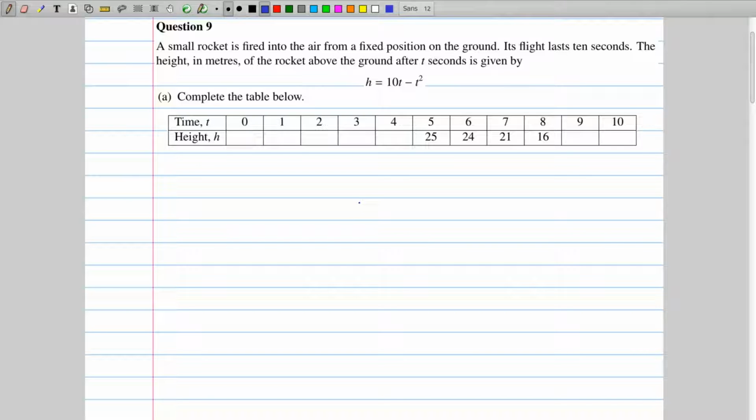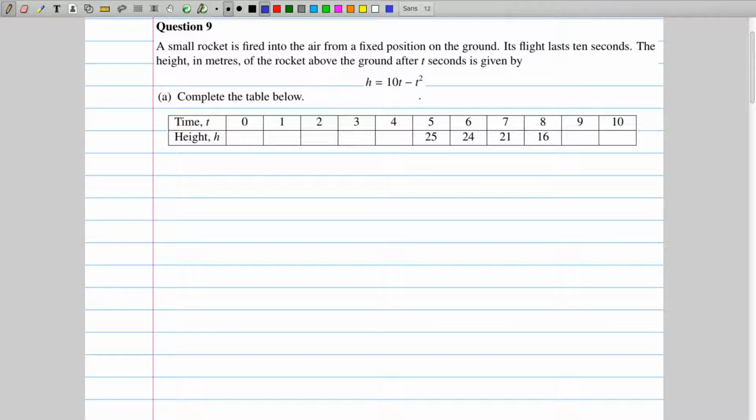Today we're continuing through 2014 Ordinary Level Paper 1, moving on to question 9 today. And this question is all about functions and calculus. In this question we're told about this rocket that's fired into the air and comes back to the ground.